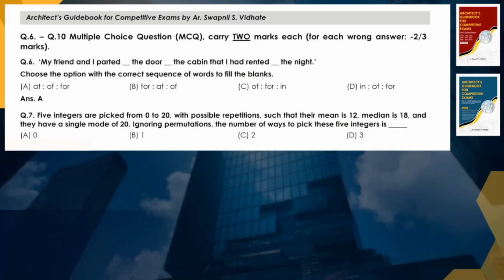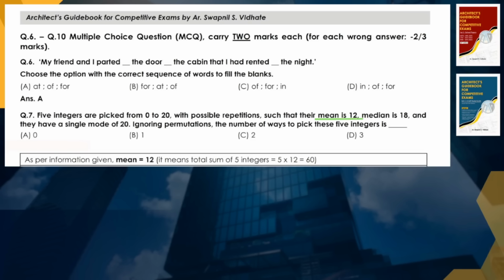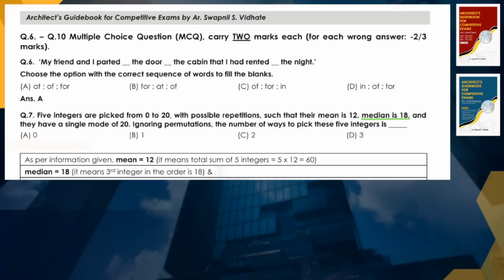Let's solve this example problem step by step. So, what is the first information they have mentioned? The mean of these five integers is 12, right? Which means that the sum of the five integers is 5 into 12, that means it will be 60, right? The second information they have mentioned is that the median is 18. So it means your third integer in the order is 18, if they are in the increasing order.